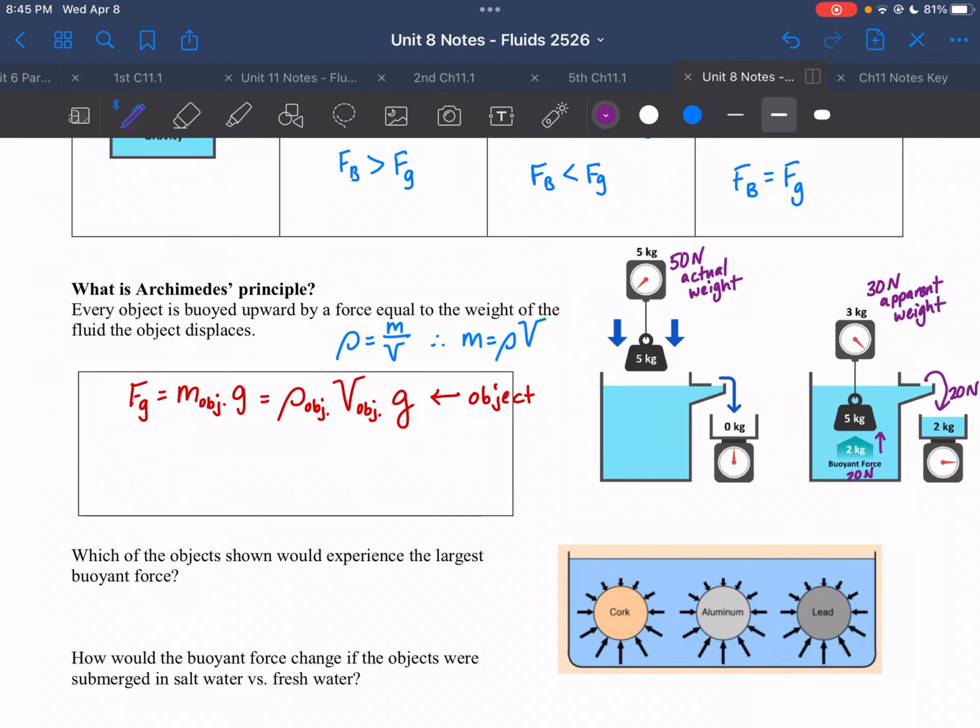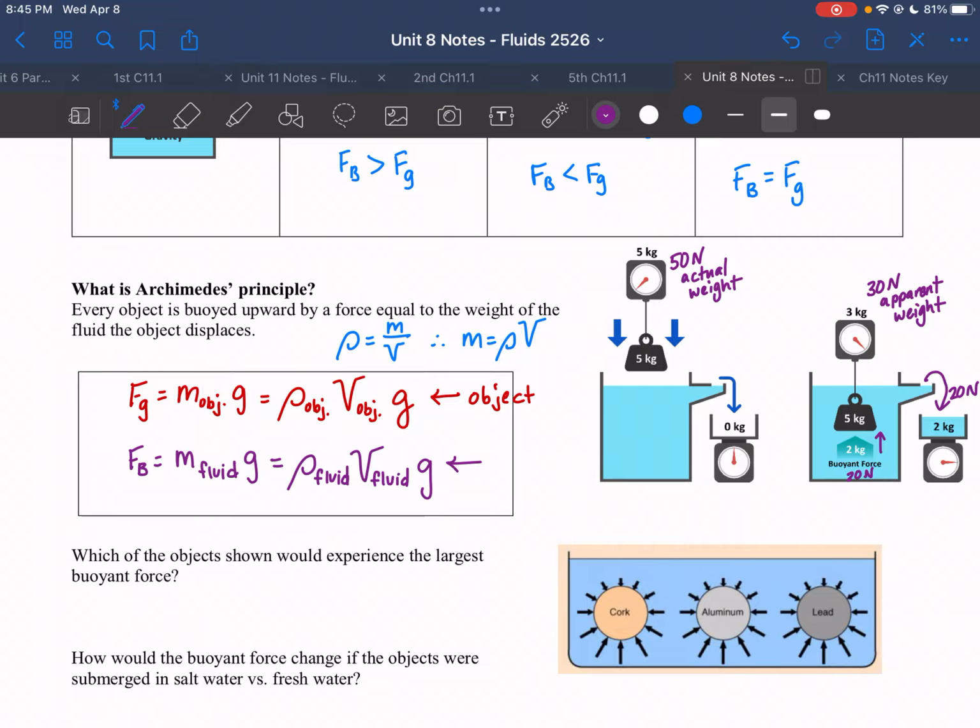So for our second equation here, the buoyant force, FB, is equal to the mass of the fluid times the gravity. So for this, we're going to have the density of the fluid times the volume of the fluid times G.